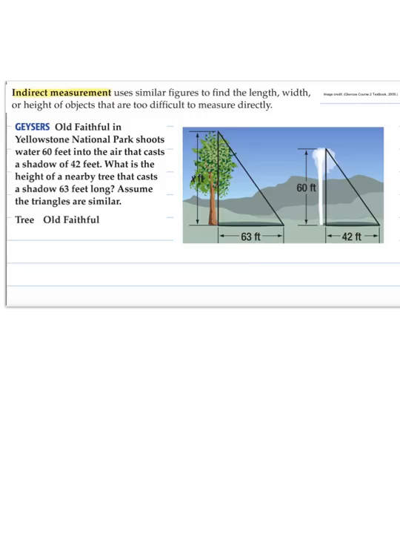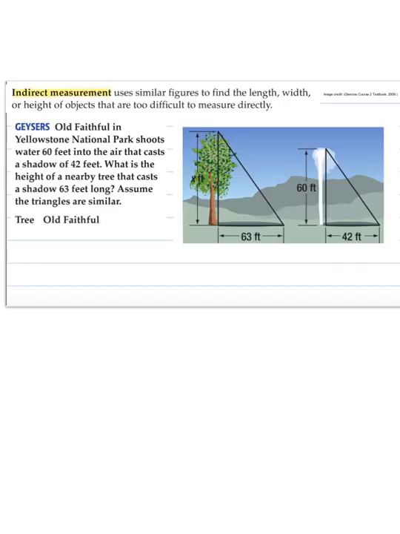Okay, another vocab word that you should write down is indirect measurement, which uses similar figures to find the length, width, or height of objects that are too difficult to measure directly. Okay, so our example here, Old Faithful in Yellowstone National Park shoots water 60 feet into the air that casts a shadow of 42 feet. What is the height of a nearby tree that casts a shadow of 63 feet? Assume the triangles are similar. Okay?